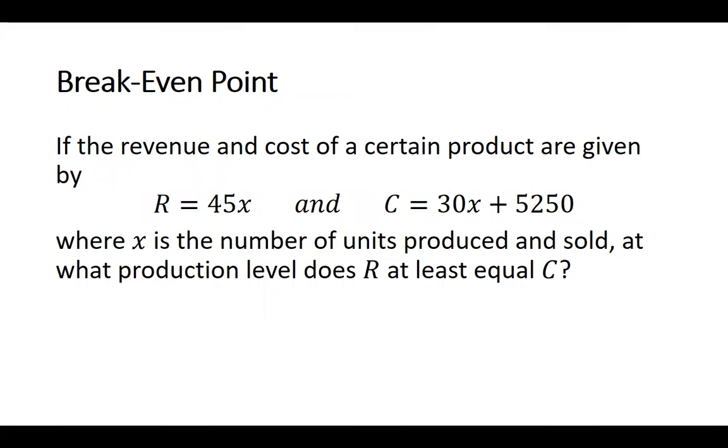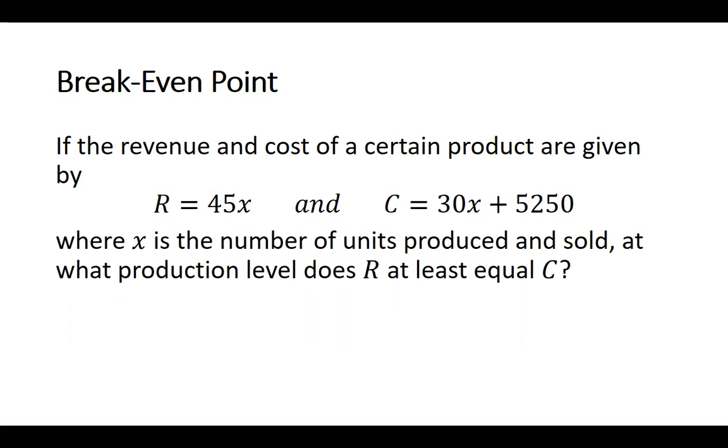So the break-even point is where you actually start making money. Because it would be obvious here that if you just produced 1 unit, you'd bring in 45 of whatever currency, and you're going to spend 5,280 of whatever. So obviously you're going to be losing money. So it's very important to know your break-even point. How many units do I need to sell to at least pay for my costs? And then beyond that, we can consider that to be profit.